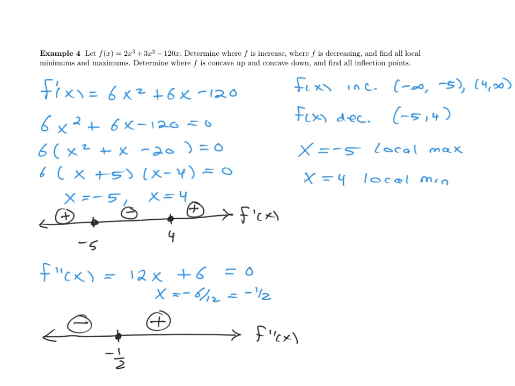What does this tell us about the original function? Where's f of x, let's say, concave up? That is here, where the second derivative is positive, from -1/2 to infinity. And where is the function f of x concave down? That is where the second derivative is negative, so from -infinity to -1/2.